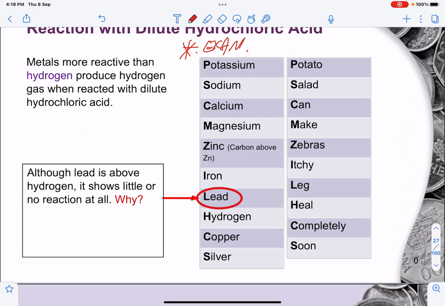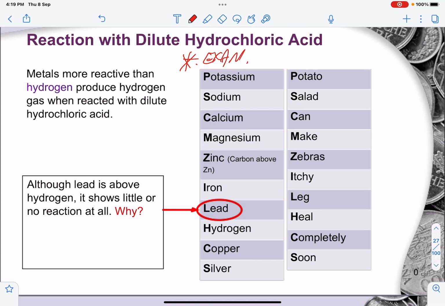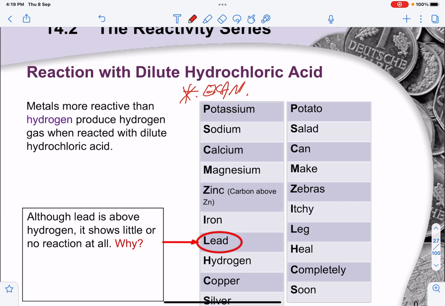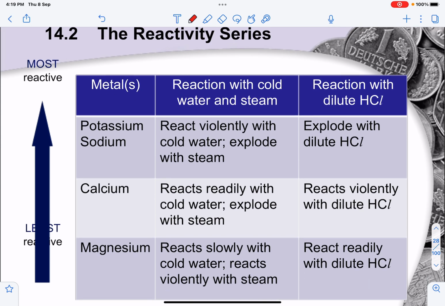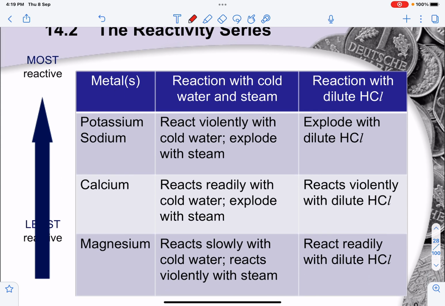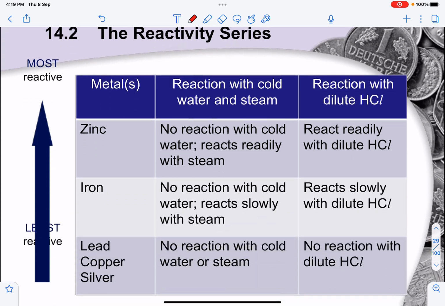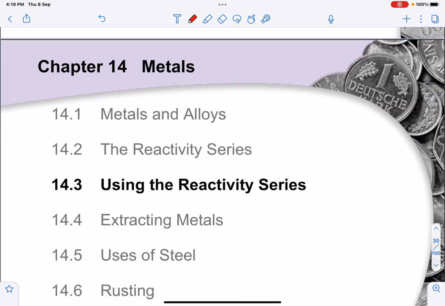The reason why, even though lead is more reactive than hydrogen, it shows very little or no reaction, is like what I shared: it forms an insoluble layer around the lead, further preventing the lead from reacting with more hydrochloric acid. Hence, there is no reaction or minimal reaction. So these are the comparisons of how the different metals will react in terms of cold water, hot water and also acid. All this we have gone through already.